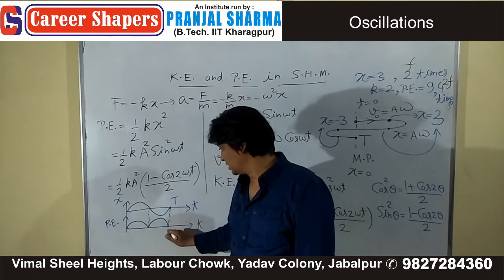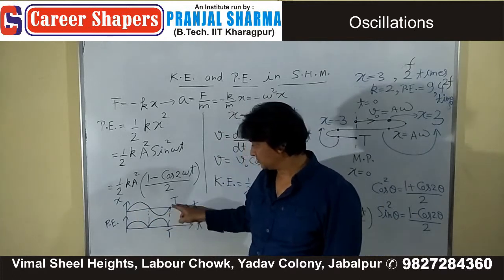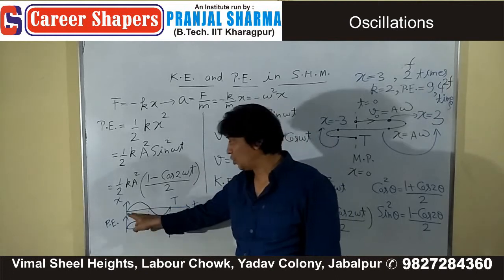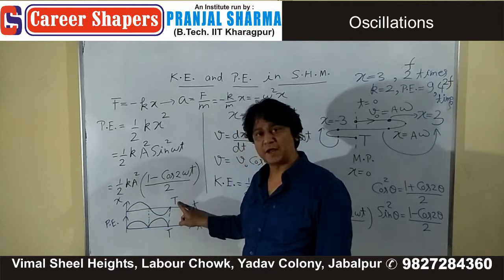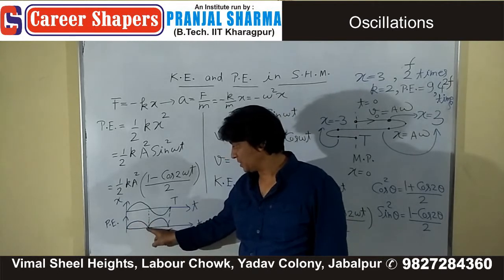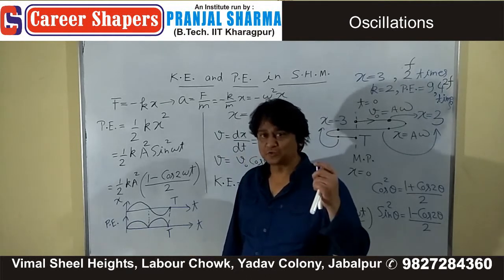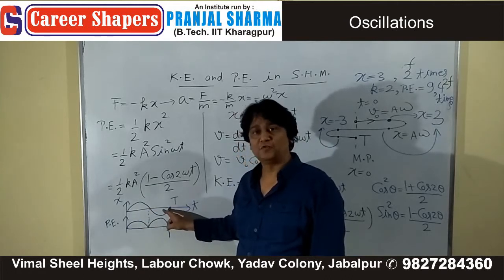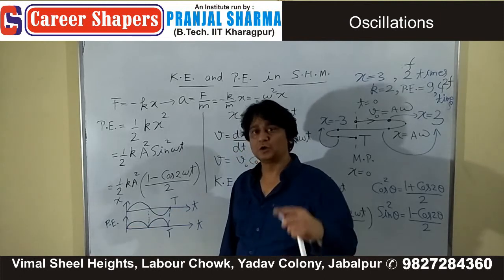Now, can you see a special thing? Look at this shape. This shape repeats itself once during time T. But over here, look, this shape is repeating itself twice. Which means if you say the frequency of SHM is f, then the frequency of potential energy is 2f.